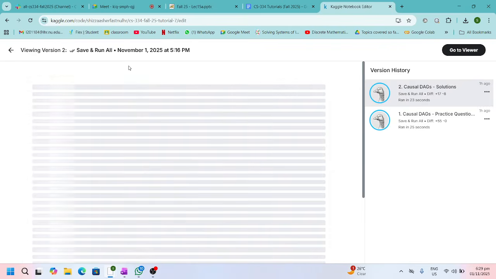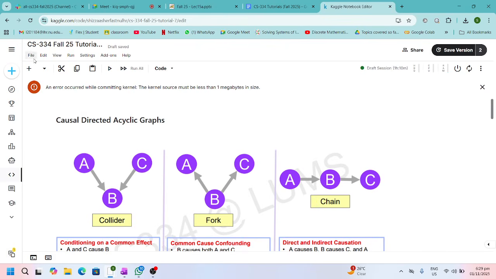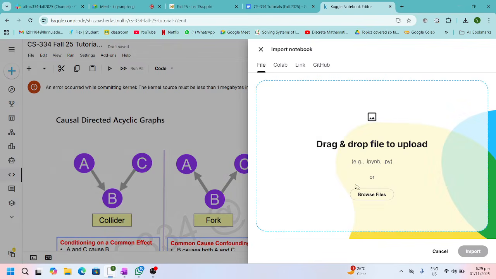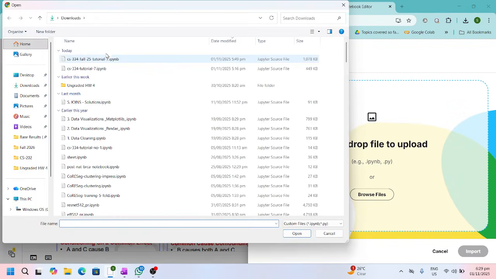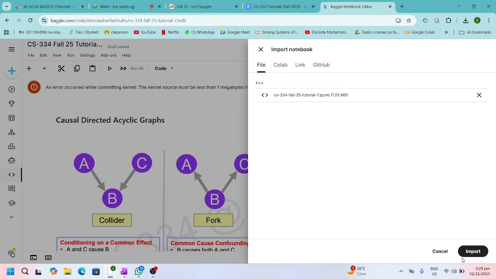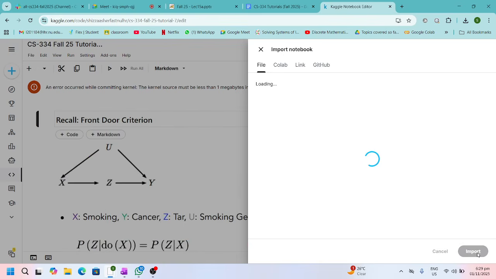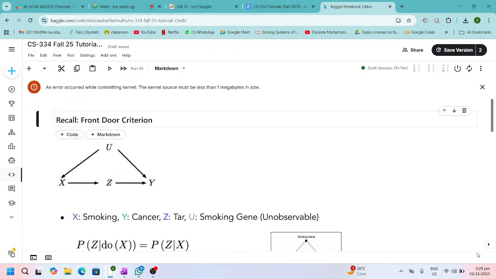No, thank you. Okay. I'm still adding a third version to this notebook. There was a Kaggle issue. I sure hope it works now. We're going to go over an example of the front door criterion. Just give me a few seconds.